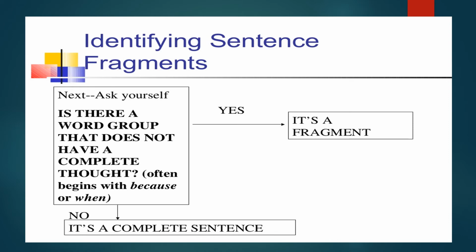We have already identified in the previous slide that the sentence in front of us has a verb and a subject both. Now we have to look whether the group of words, the verb and subject, is giving it a complete thought. If they are, it would be a complete sentence. If it is not giving a complete thought, it would be a fragment.